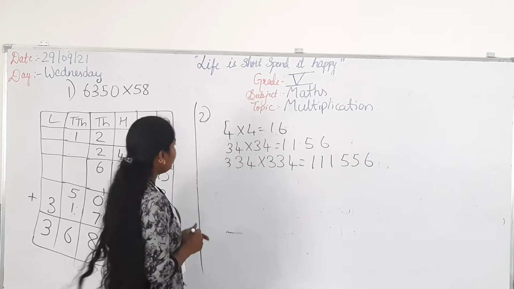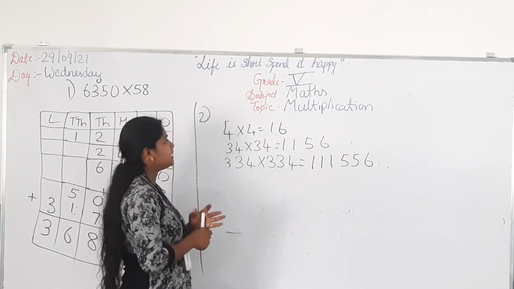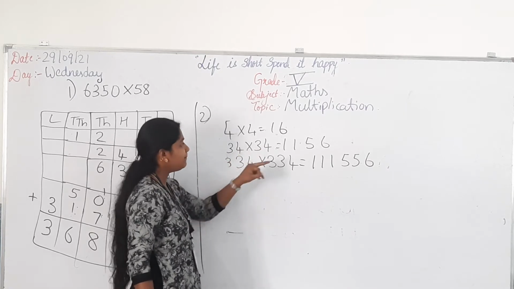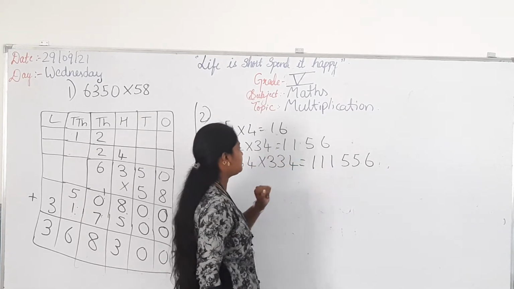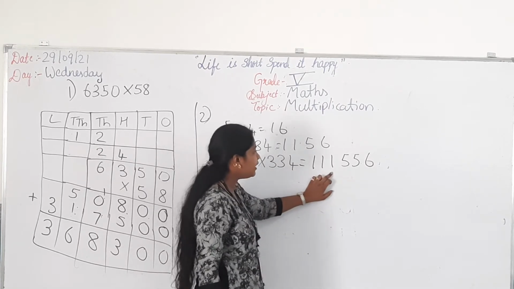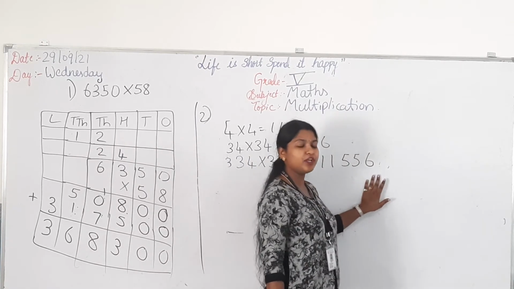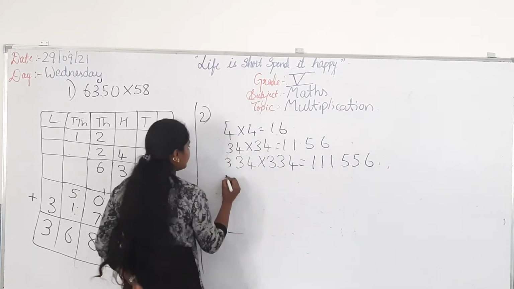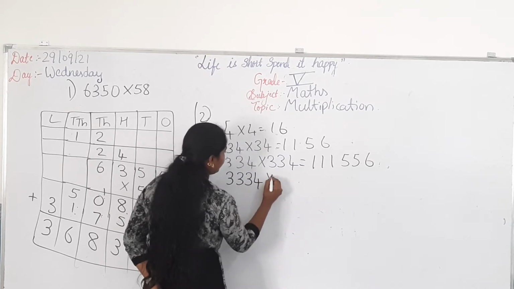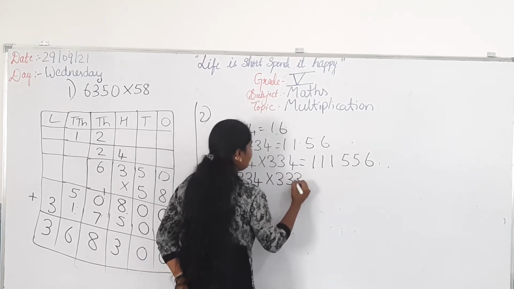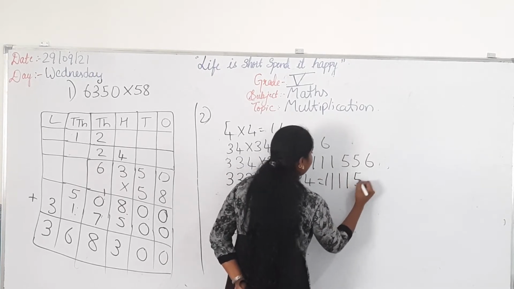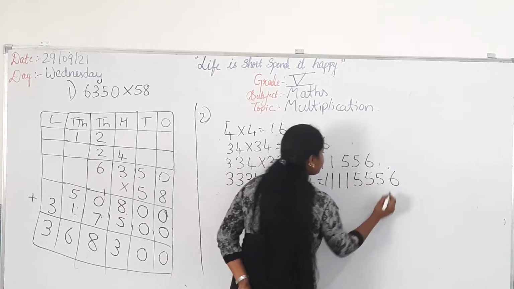Yes, see, can you see? The first number, 4 into 4 is 16. Next, they have included 3 here. 34 into 34 will be 1156. Then here, 334 into 334 is 3 ones, 2 fives and 6. Now, can you write the next number? So here you should include 4 threes. 3334 into 3334 equals 11115556.